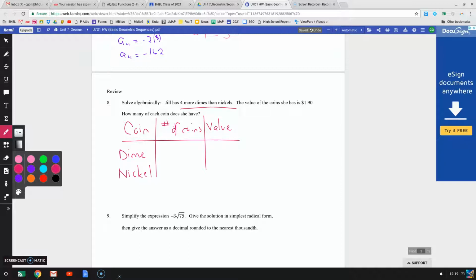So I'm going to refer to my nickels as n and my dimes n plus 4. Now, since this is money, I do need to worry about the value. So I'm going to consider that a dime is worth 10 cents. So 10 times the quantity of coins. Nickels 5, again, times the quantity of coins.